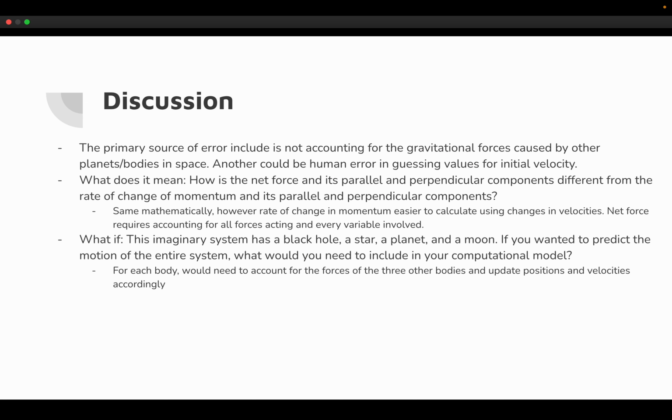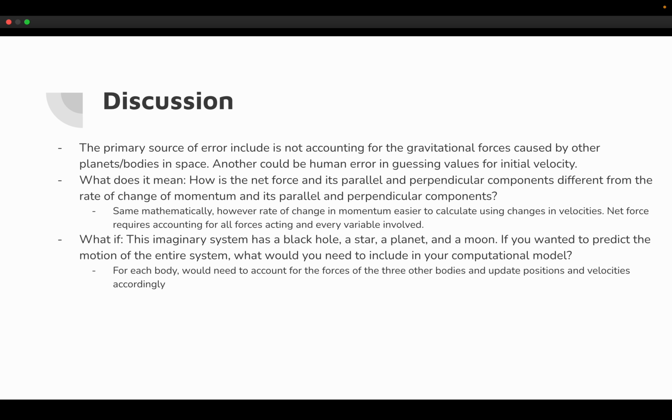My main sources of error are, first, neglecting gravitational forces from other planets or bodies, and second, human error in choosing initial velocities. For what does it mean? The net force and the rate of change of momentum are mathematically equivalent in this model, but dp over dt is easier to evaluate from velocity changes, while F net requires accounting for every contributing force and variable.